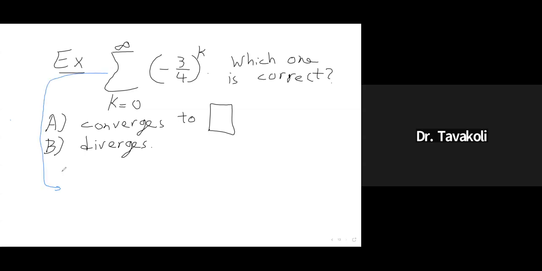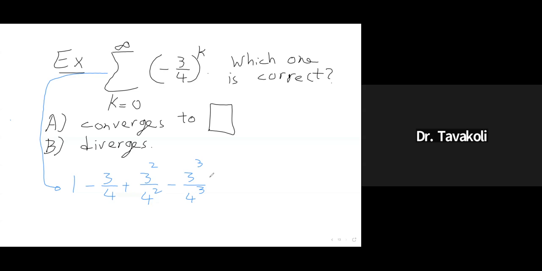To make it more clear, you can list a few terms of the series. When k is 0, minus 3/4 to the power of 0 is 1. When k is 1, it is minus 3/4. When k is 2, minus 1 squared is positive, and it's going to be 3 squared over 4 squared. When k is 3, that negative to the power of 3 becomes again negative, and then we have 3 cubed over 4 cubed. So it's an alternating series going back and forth between positive and negative.